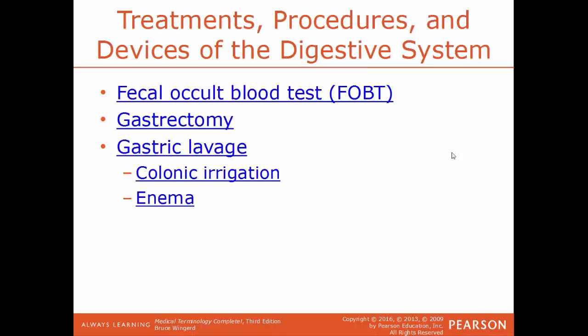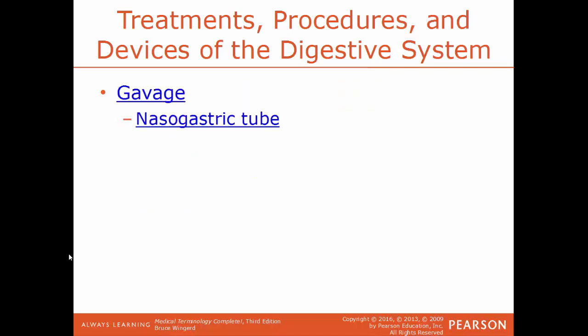And when you want to cleanse out or flush out the contents of the colon, you would use a colonic irrigation. And the way you would do this would be the injection of gas or injection of water into the rectum in order to remove the contents of the colon. And that would be an enema. So our next term, gavage. This is administering food or drugs, but by force. And the way you would do that is through a nasogastric tube, a tube that goes into the nose and down to the esophagus and into the stomach.